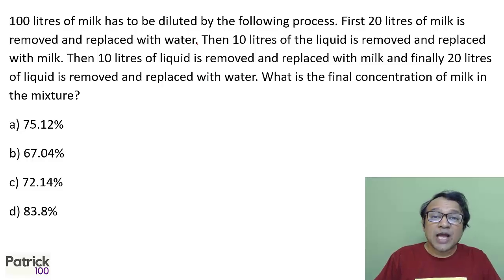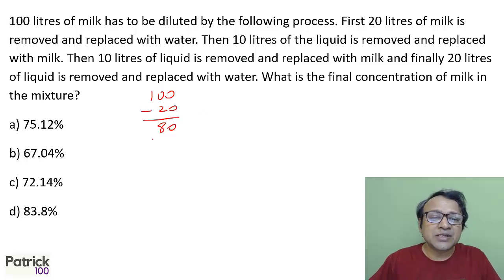100 liters of milk has to be diluted with the following process. First, 20 liters of milk is removed and replaced with water. So you have 100 liters of milk, you're removing 20 liters, so 80 liters of milk is left. Then 10 liters are removed. 10 liters means 10% is removed, and 10% of 80 means 8 liters of milk is removed. But you're replacing with milk, so you're adding 10 liters of milk. So you get 82 liters of milk.